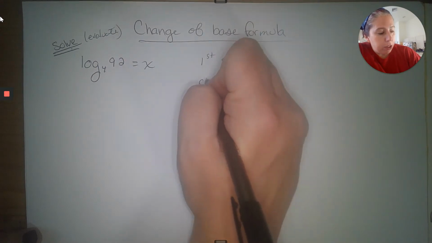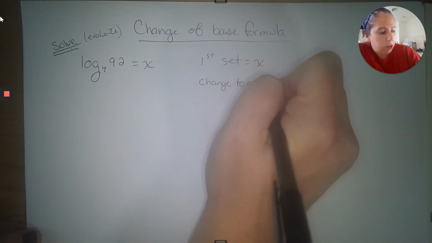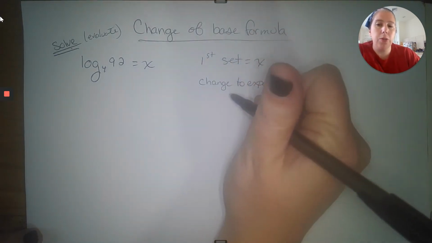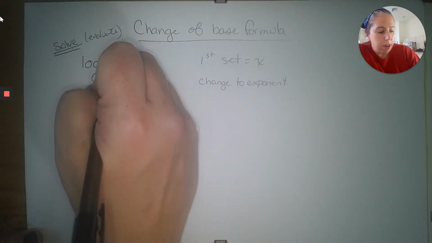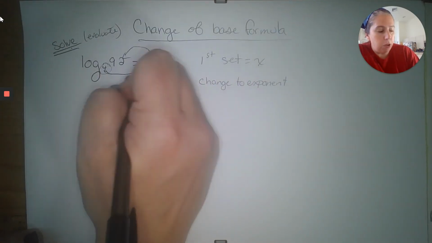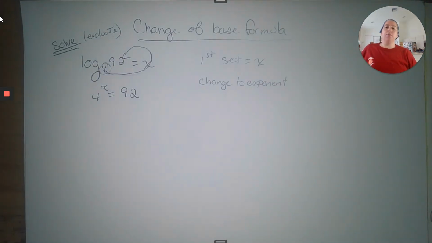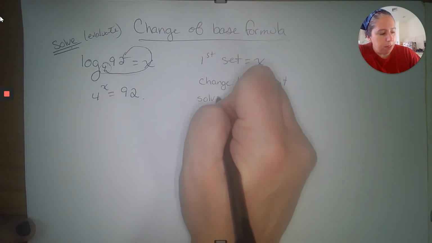Then you're going to change it to an exponent. This is what we did last week when we had to change logs to exponents and exponents to logs. Remember, you start with the base, so the base is 4, down, around, and up. So 4 to the x power equals 92. Now it's the same as it was on Monday. So once you do that, now you're going to solve this.